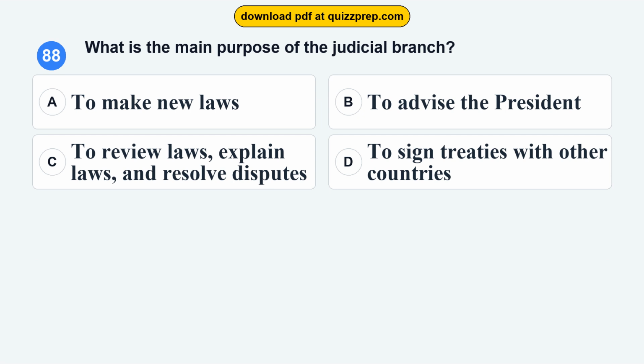Question 88. What is the main purpose of the judicial branch? Option A. To make new laws. Option B. To advise the president. Option C.